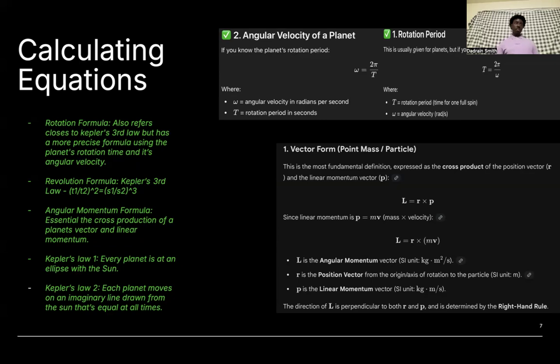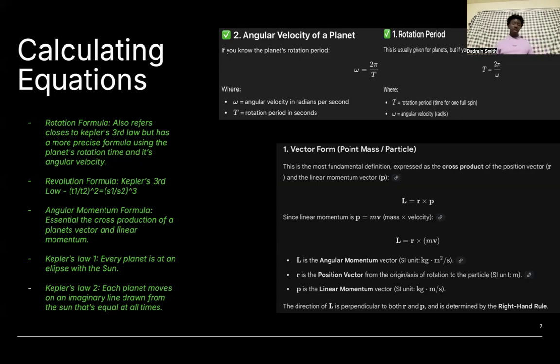And then you have Kepler's second law, which is that each planet moves along an imaginary line drawn from the sun. So basically, all the planets are rotating around the sun at the same time. They're just moving at different speeds. Sometimes they can form a straight line every few hundred thousand years.